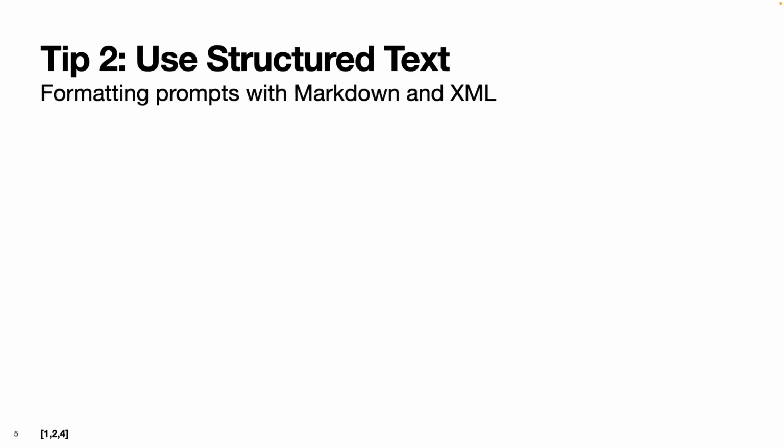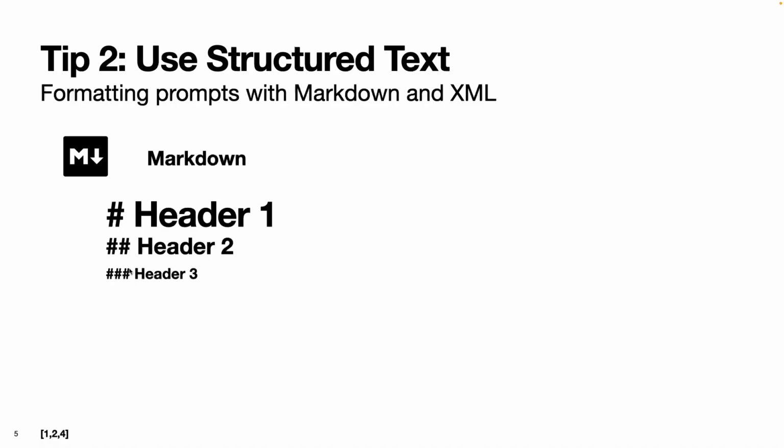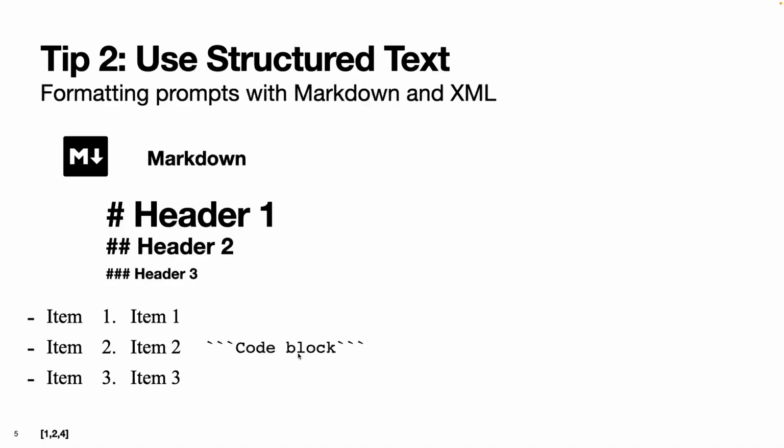In other words, to format your prompts using things like Markdown and XML. Markdown is just a markup language that allows you to format headers, have unordered list items, have ordered list items, and also have special text blocks, which is often used to delimit code. This is helpful because it allows you to split your prompt into clear sections, which makes it easier for the model to understand. The second type of structured text that's often used with large language models is XML.